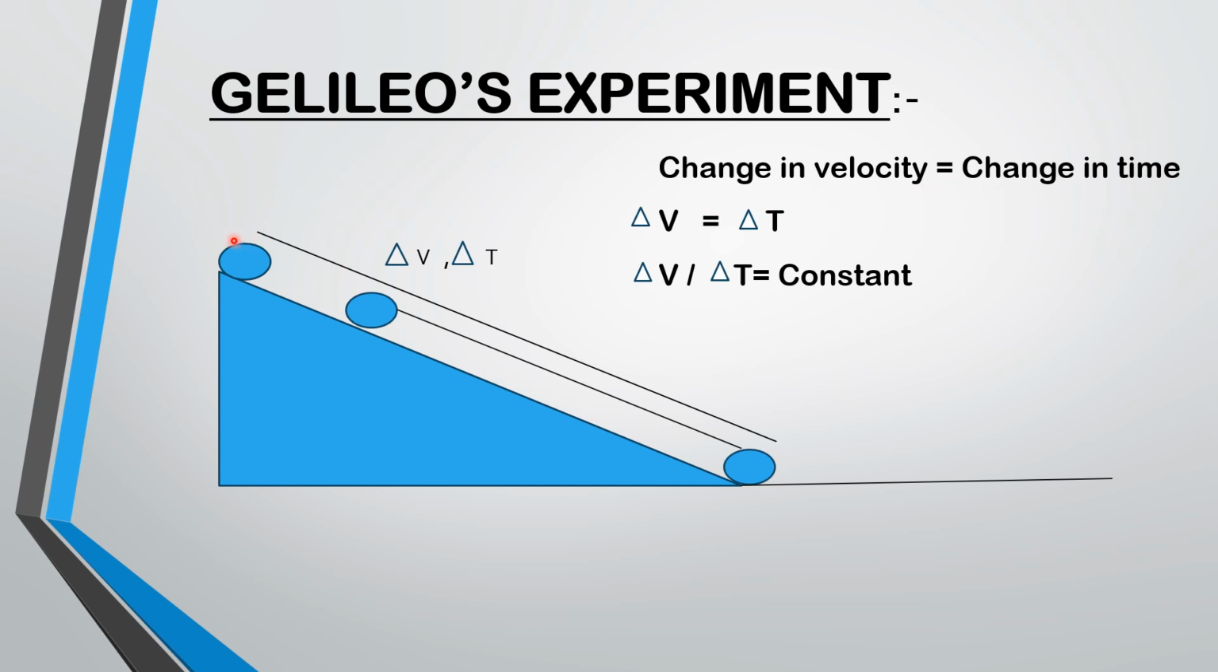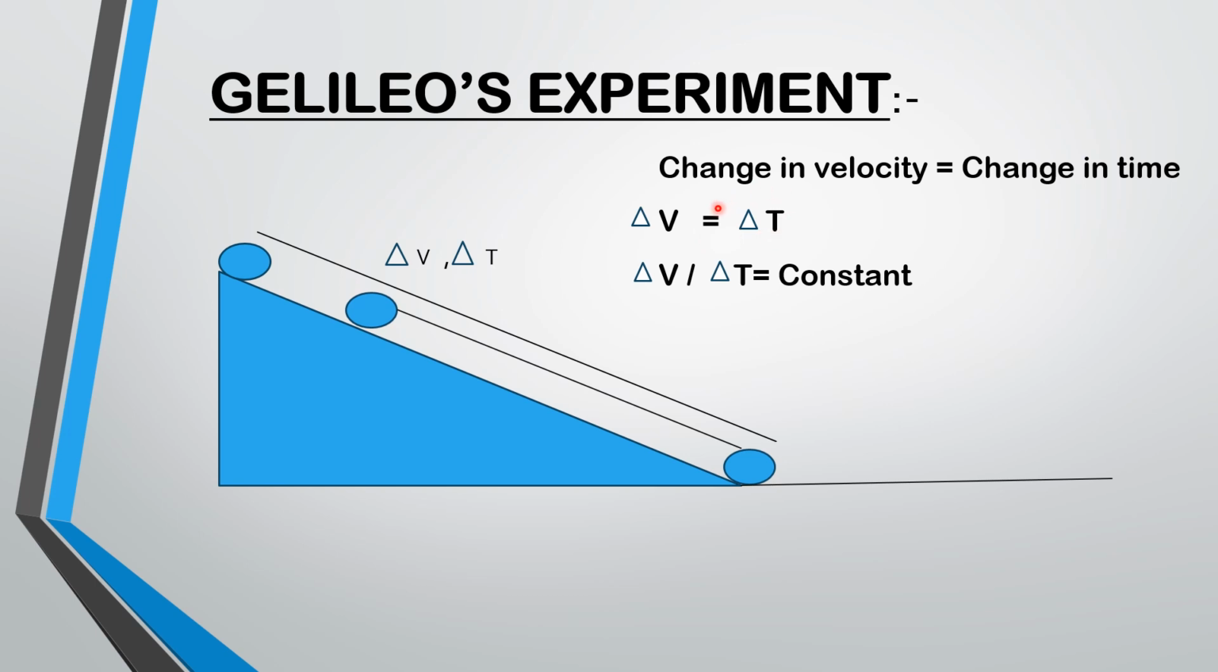That is, the change in velocity in the initial state is equal to the change in velocity in the final state, and also for the time. He concluded that the change in velocity of an object between its initial and final state is directly proportional to the change in time. So change in velocity, delta v, is proportional to change in time, delta t.